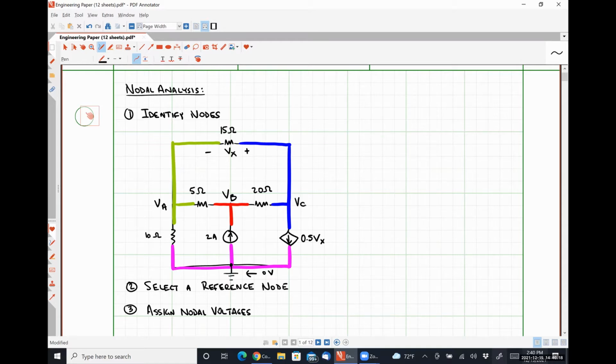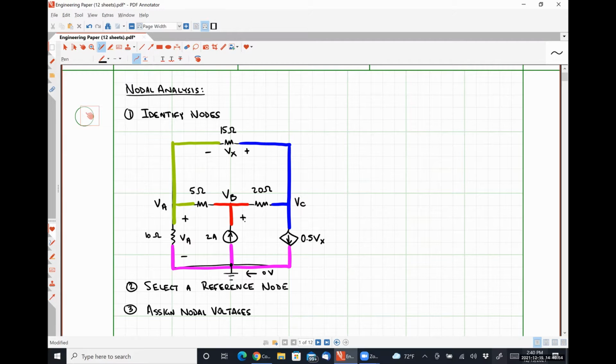These nodal voltages are just a shorthand notation for a voltage. What I mean by that is, for a nodal voltage, the label counts as the positive polarity terminal and ground is our negative polarity terminal. So VA is the voltage drop over the 6 ohm resistor, where the positive polarity terminal is at node A and the negative polarity terminal is at ground.